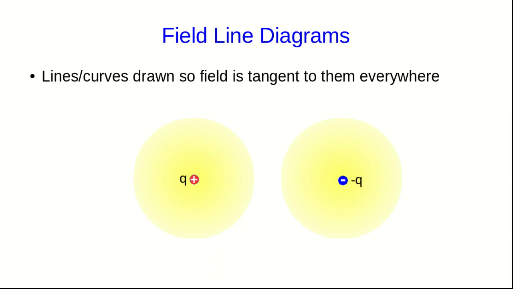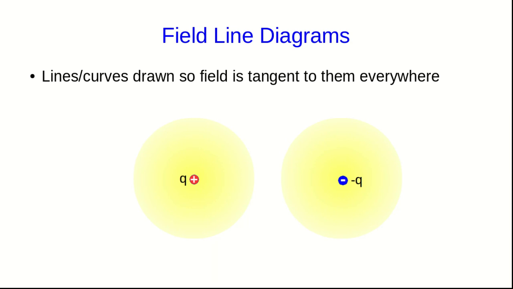Another way of drawing and of thinking about fields is with field lines. Field line diagrams are different from field vector diagrams. In a vector diagram, we're drawing vectors at many different points, but in field line diagrams, we're drawing continuous lines or curves. The field is tangent to these lines everywhere. This is a different way of drawing and a different way of thinking about the field, and it's going to be particularly useful to us in the unit on Gauss's law, but for now we're just learning to draw them.